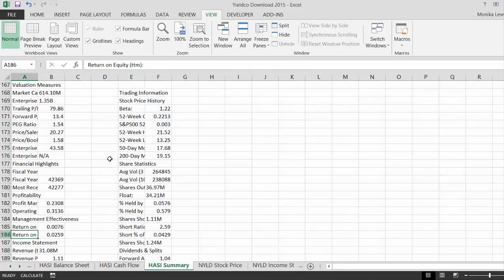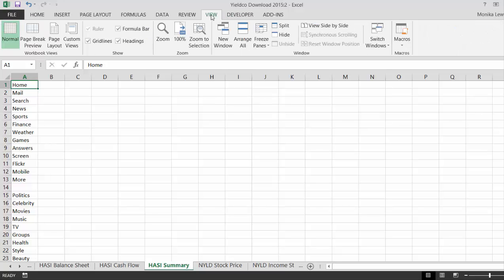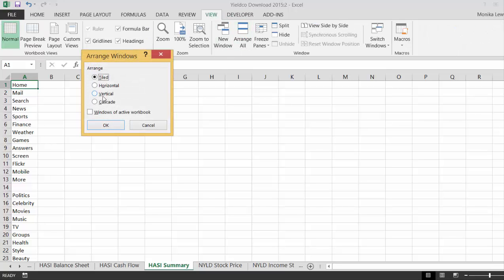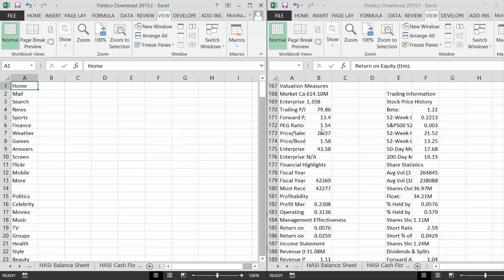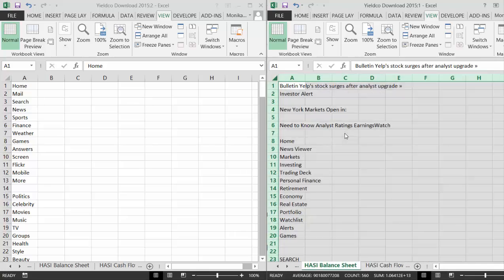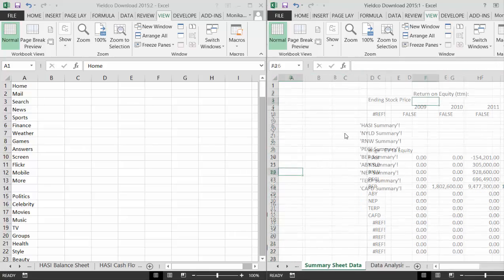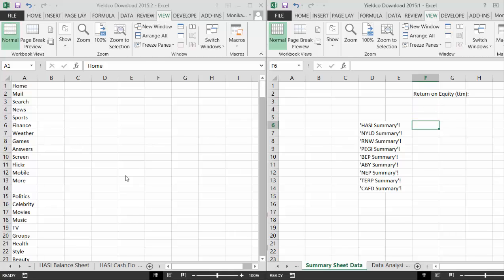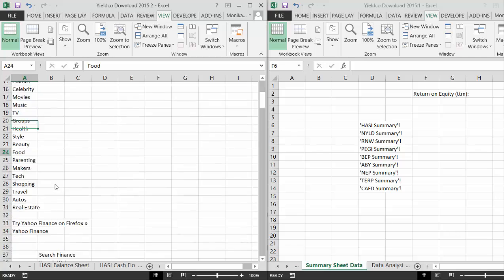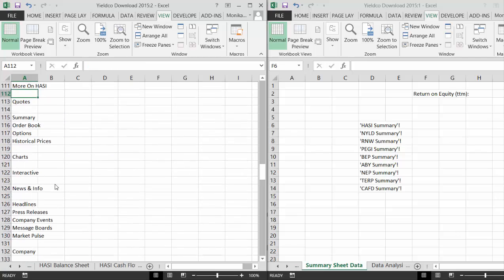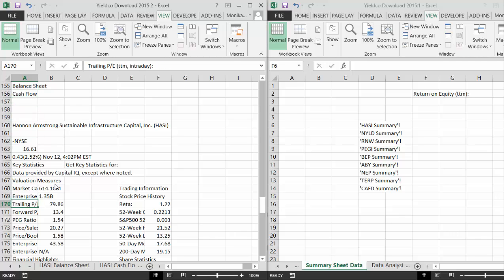Excuse me for being so slow. Perhaps we'll make a new window and then view and arrange all vertical. Okay, and we can put this one back. We can get the enterprise value. We don't care about that. How about the forward PE?